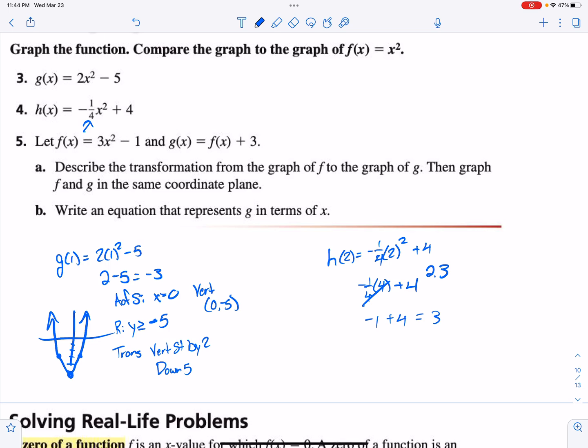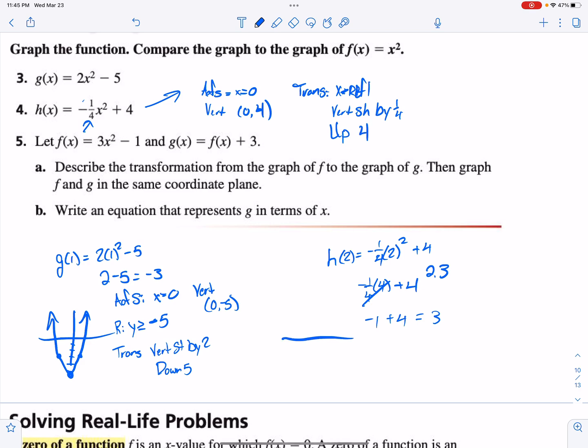Now before I even graph this thing, just based on what I'm looking at, again, my axis of symmetry should be x equals 0. My vertex should be 0, comma, 4. Okay, now my transformations, what I should be able to identify, I have a negative sign out front, so I know I have an x reflection. I have 1/4, so it's a vertical shrink by a factor of 1/4. And then I have plus 4, so it's going to move it up 4.